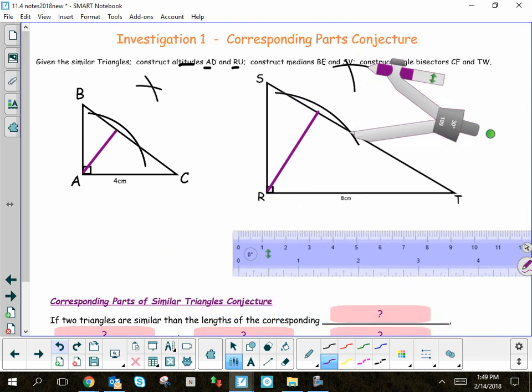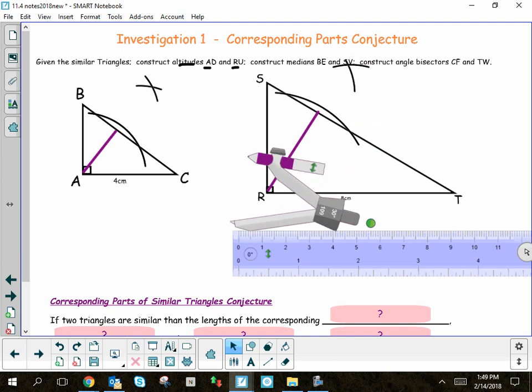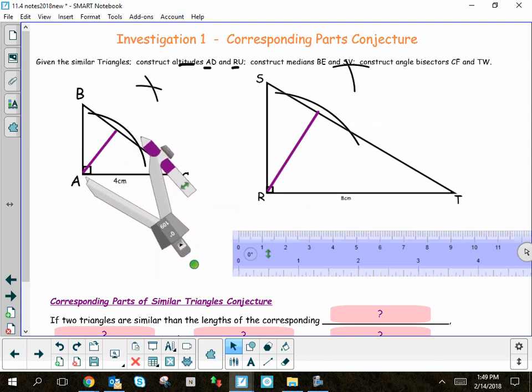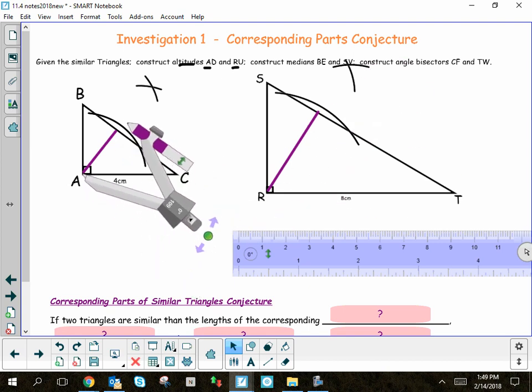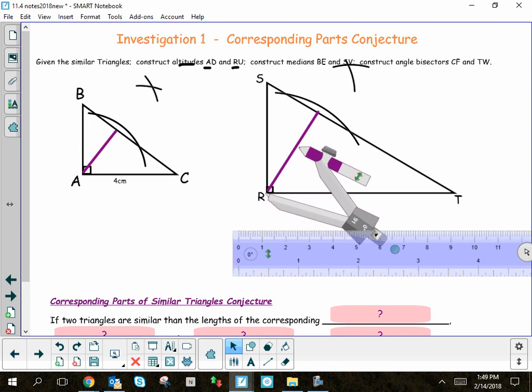Okay, so if all the sides are 1 to 2, does that mean the altitudes are going to be 1 to 2? And so you can easily check with your compass. Let's go get the measure of this altitude. Okay, so you get that exact size. And then if it is 1 to 2, then it should be about 2 of these.